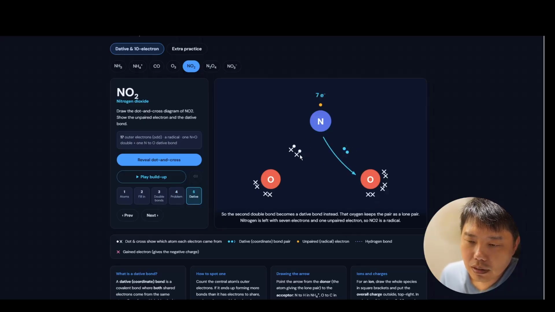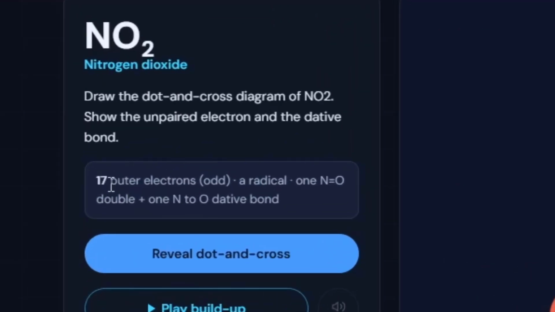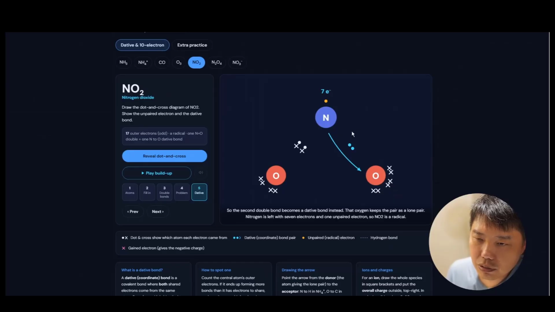So what we're going to do is change one of them to a dative bond. At the end of the day, we managed to keep it within the octet, but now nitrogen is left with 7 electrons. It is accurate because in total there are 17 outer electrons. You're definitely going to have a radical form no matter how you pair it. So this is the exact dot and cross. There's no need to put this arrow, but I put it there to show you that a dative bond is being formed in place of a lone pair.